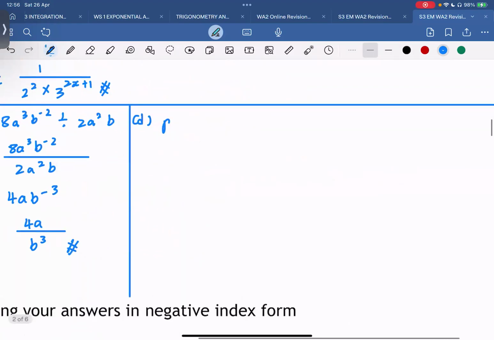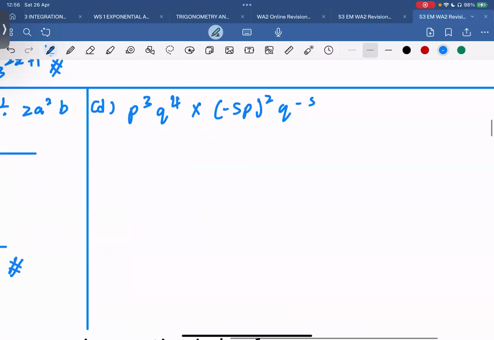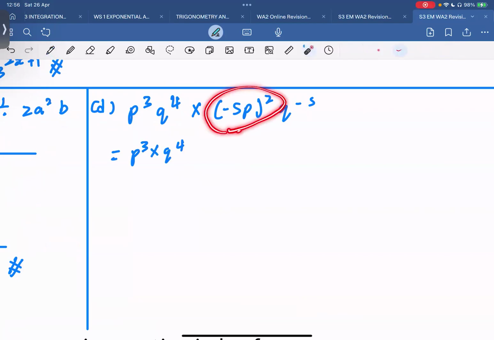Okay, and lastly, we have p cubed to the power of 4 times negative 5p square to the power of negative 5. Okay, so to simplify this, we can square this term first. Right, take note the negative sign is within the bracket. So if you square a negative number, it will turn positive. So this will give us 25p squared to the power of negative 5.